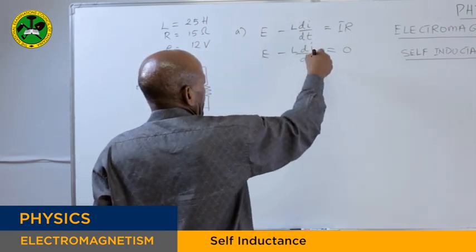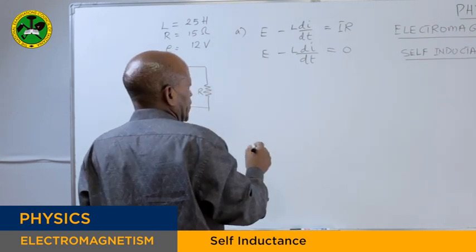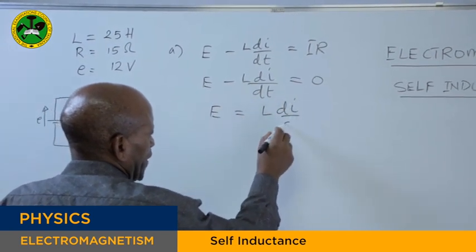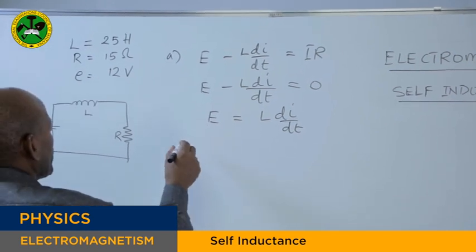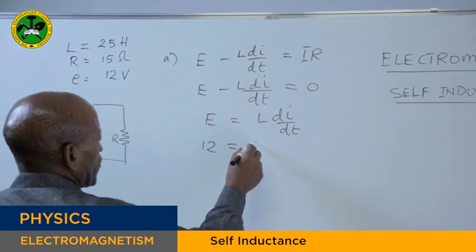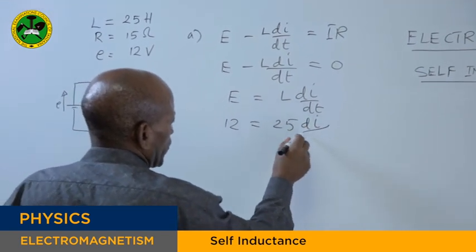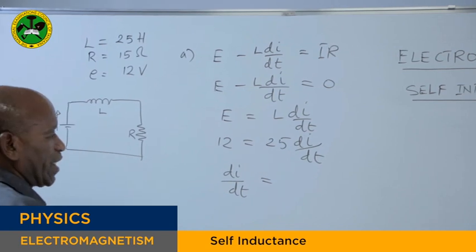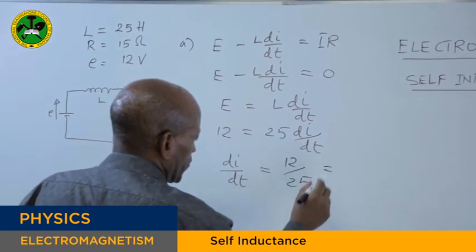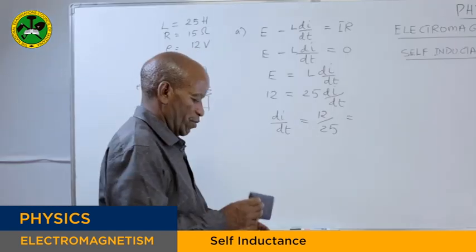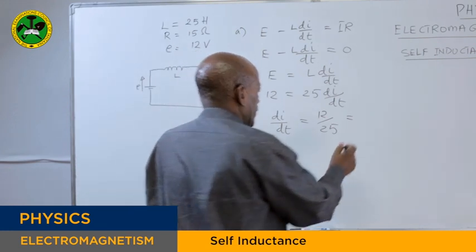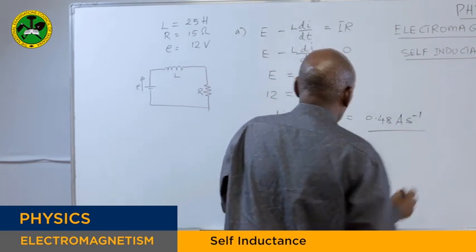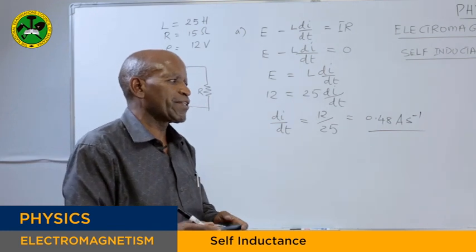And our interest is to find the rate of change of the current. So this will be E equals L di/dt. We substitute for E, the value is 12 volt, and L is 25 Henry. So di/dt, which is the rate of change of the current, will be equal to 12 over 25. If you compute that, you obtain 0.48 ampere per second. So this is the rate of change of current immediately after closing the switch.